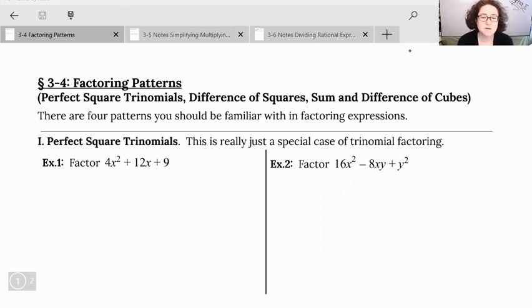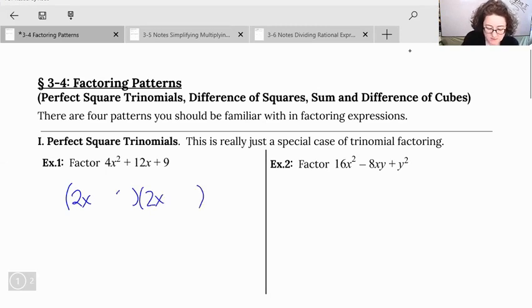And you might notice the first term is 4x squared. Again, perfect square. To multiply that, I can do 2x times 2x to make 4x squared. And to multiply to get the 9, I can multiply 3 times 3. So let's see what happens if we put those into a set of factors. So we would have 2x and 2x, which multiply to make that first term. And then we have 3 and 3, which multiply to make the last term.